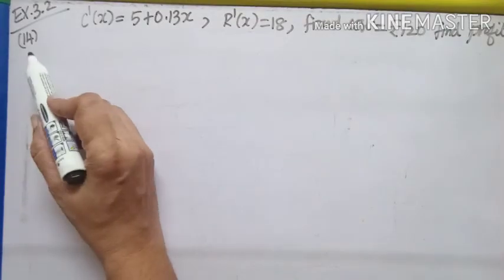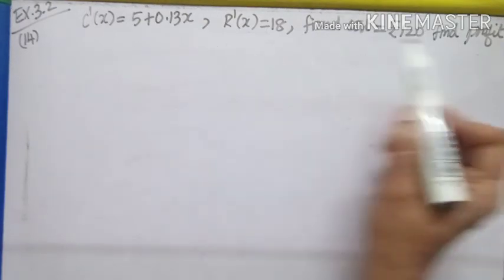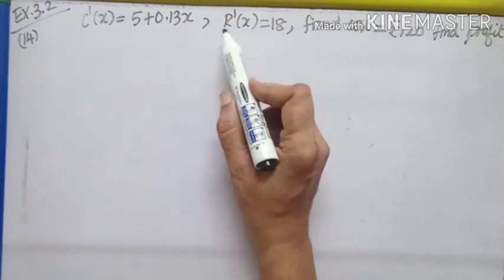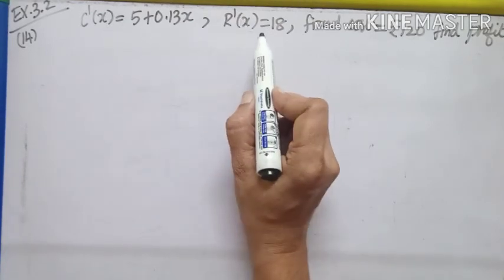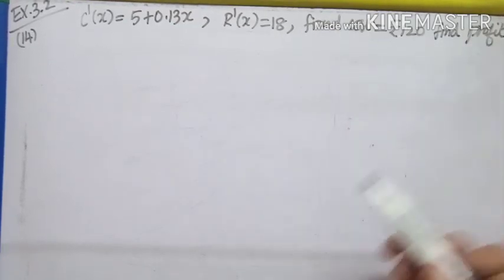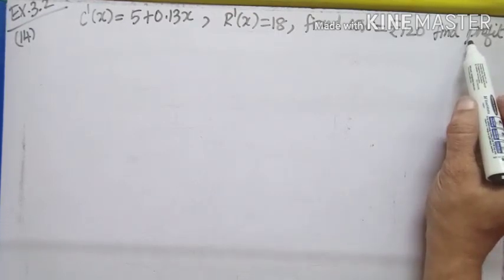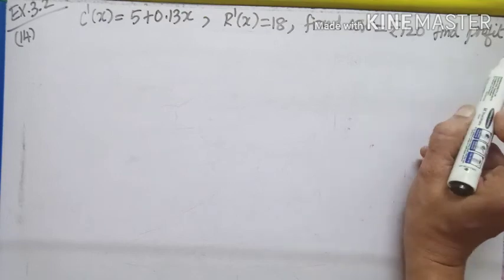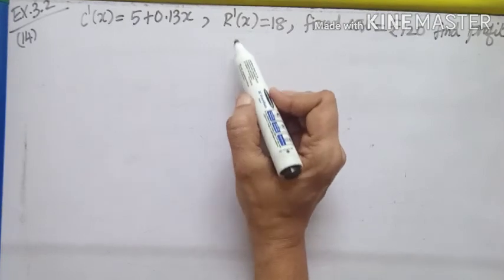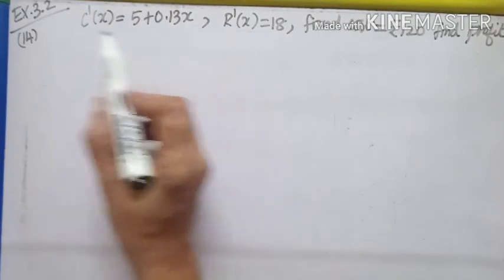Exercise 3.2, question number 14. This is again a slightly different problem where C dash, that is marginal cost, is given, R dash, that is marginal revenue, is given, fixed cost 120, and we need to find the profit function. Just remember, profit is nothing but revenue minus cost. So from this find cost, and from this find revenue, and profit is nothing but revenue minus cost.